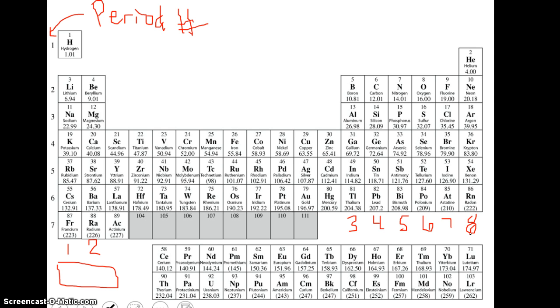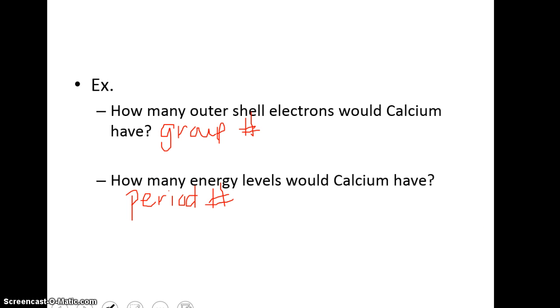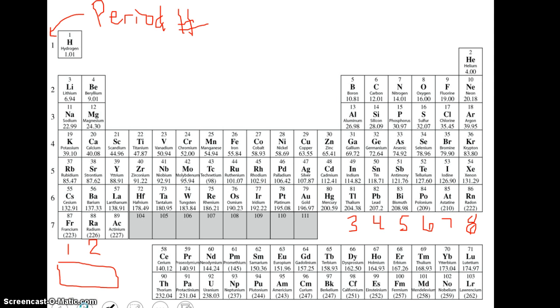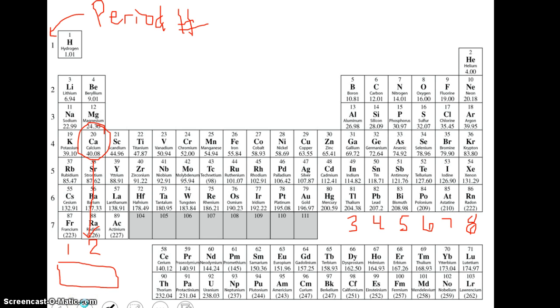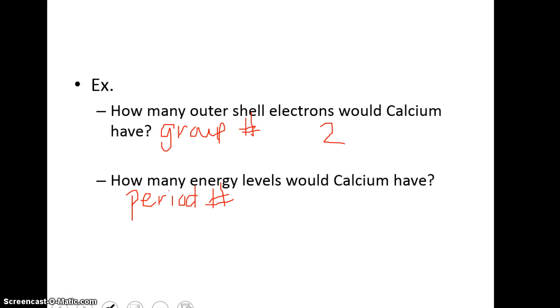So if you go to calcium, you want to know how many outer shell electrons, which is the group number. So calcium is right here. It is in group 2. So it would have 2 outer shell electrons. How many energy levels would calcium have? Calcium is here. You go over, and it is in period 4. So it would have 4 energy levels.